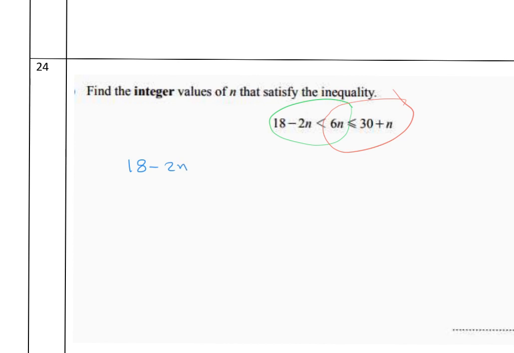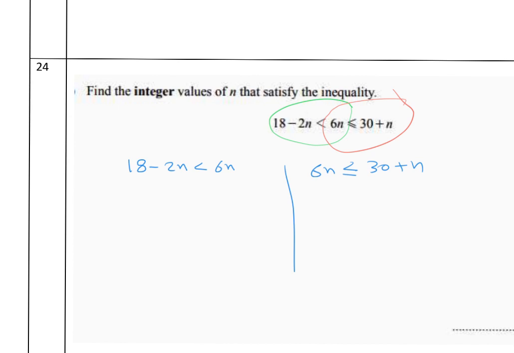18 minus 2n less than 6n. The second one, 6n less than or equal to 30 plus n. So if you have the unknown in all sides, divide the inequality into two inequalities. Then solve each one and find the common solution between them.